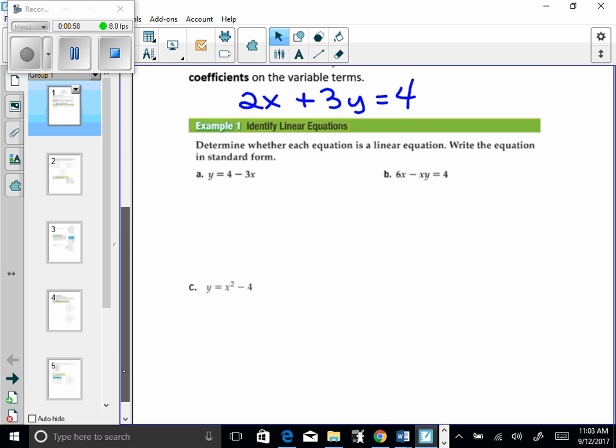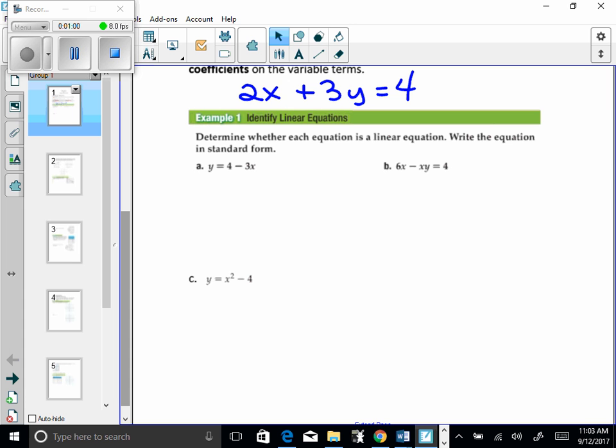In the examples, it wants us to determine whether each equation is a linear equation and write the equation in standard form. So for A, I can see that it's a linear equation because I have two variable terms. I have an x term and I have a y term. Now you don't necessarily have to have two. It depends on the line itself, but we do have an x to the first and a y to the first term. And I see that I have a constant term.